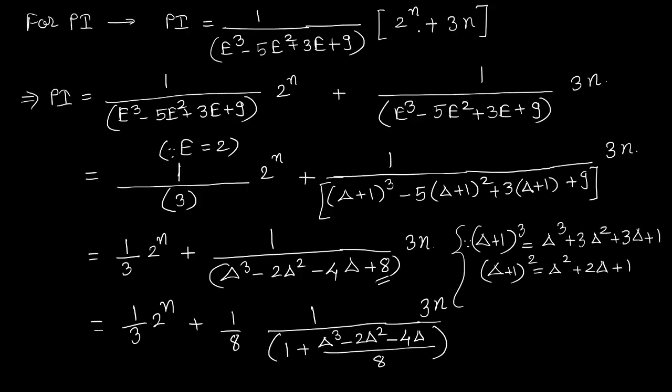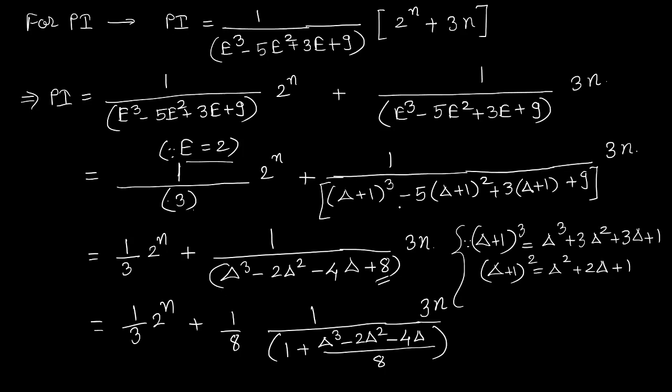Now here the right hand side is 2 to the power n, therefore we separate the term because here we apply case 1 by substituting E equal to 2. But for 3n, this is a polynomial in terms of n, therefore we apply case number 3. Now when substituting E equal to 2 we get the denominator term equal to 3, which is not equal to 0, therefore 1 by 3 to the power n is the required value of PI for the first term.